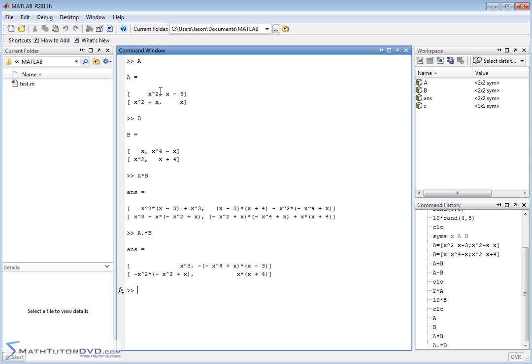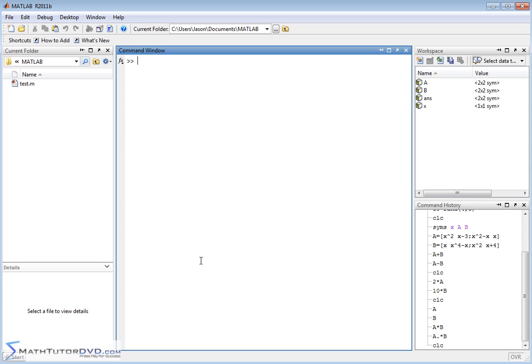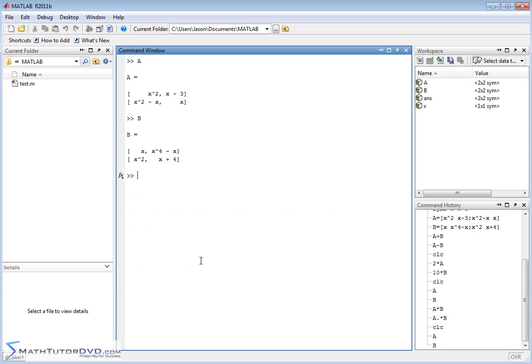So now we have x squared times x for the first element, and that just gives us x to the third. This x minus 3 times this stuff is going to give me this expression here. So this one is doing it element by element. This way is doing it in the true matrix multiplication way, where you go across and down and you have to sum up everything. So let me put matrix A and matrix B back up there. You can also do transposes.